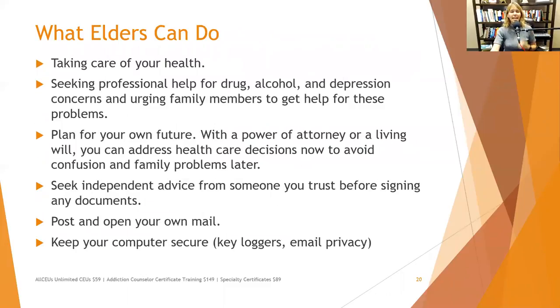What elders can do: take care of their health. Seek professional help for drug, alcohol, and depression concerns, and urge family members to get help for these problems, because we know that people who commit acts of abuse often have some co-occurring stuff going on, whether it be substance use or depression or anxiety or something. So you want to make sure that your caregivers are healthy, but you also want to make sure that you, the elder, are healthy. That way you are empowered and able to stay as independent as possible for as long as possible.